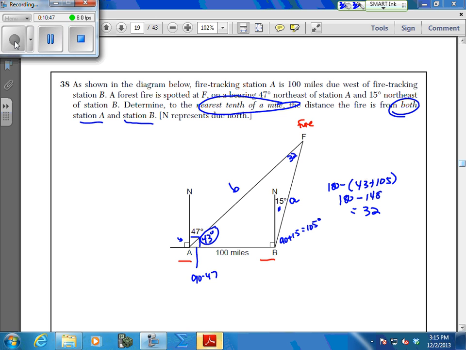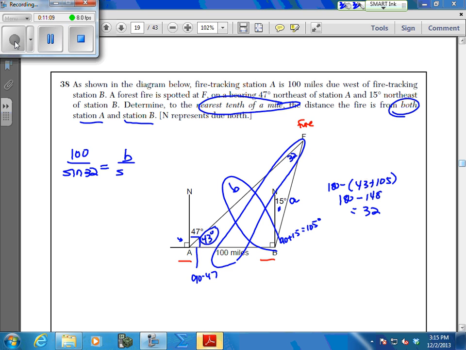Now, luckily, they're both law of sines. So you've got B here, and the one that's given is this one right here. So your law of sines says 100 over the sine of 32, this one you know, is B over the sine, and be careful, that's not a 90, that's a 105. Cross multiply and find your B to the nearest tenth of a mile.